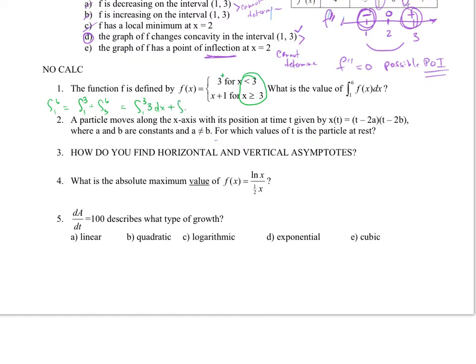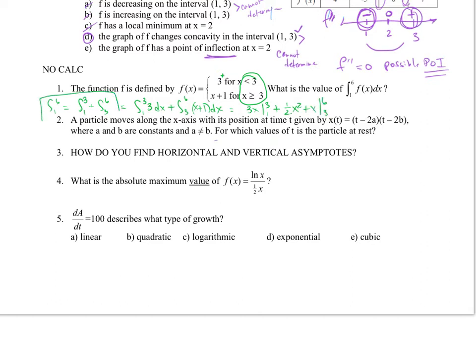Plus the integral from 3 to 6. Now I'm changed, and I'm looking at this graph, this x plus 1 dx. So I can integrate each of those. For this first one, I get 3x on the bounds from 1 to 3. The second one, I get 1/2 x squared plus x on the bounds from 3 to 6.